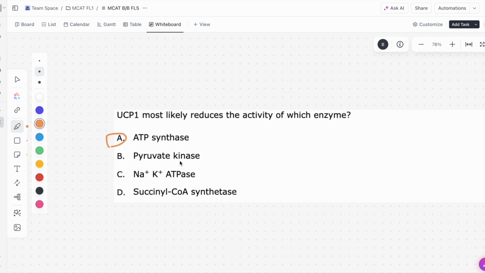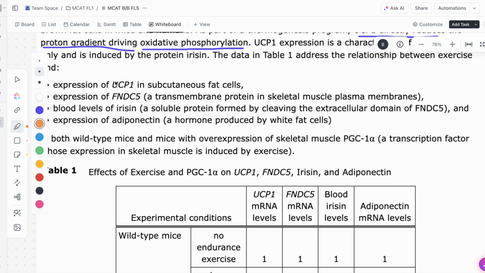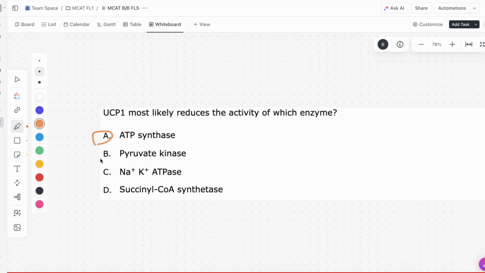As for pyruvate kinase, that's a step of glycolysis that doesn't really relate to oxidative phosphorylation or the proton gradient. Specifically, the proton gradient really doesn't exist in glycolysis. It's only for that last step of energy production. In terms of the sodium potassium ATPase, this is when you use ATP to create different concentrations of sodium and potassium across a certain membrane. We're not getting anything like that here. Remember, we're looking at a proton gradient. There's nothing relevant about this.